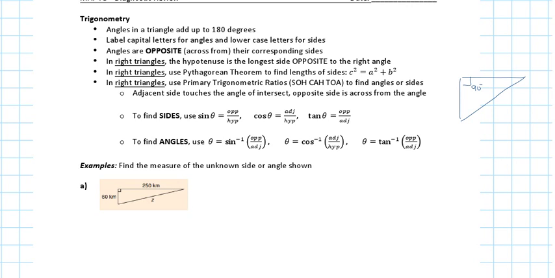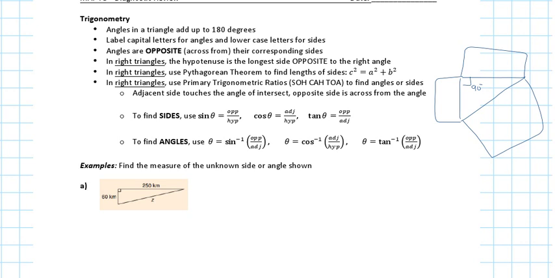In a right angle triangle, you use the Pythagorean theorem. How many of you remember that? A squared plus B squared equals C squared, right? Where C is your hypotenuse. Basically, what this is saying is that the square of this side plus the square of this side is equal to the square of this side, okay?